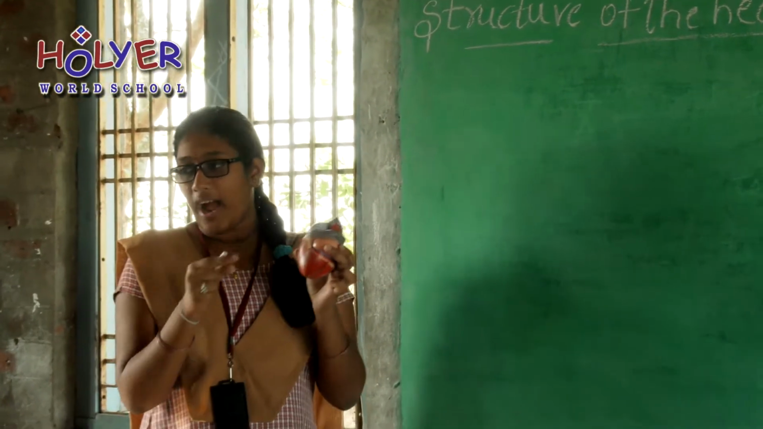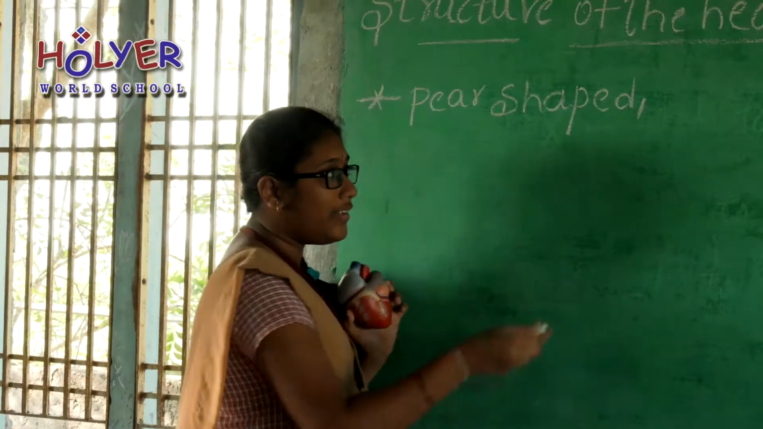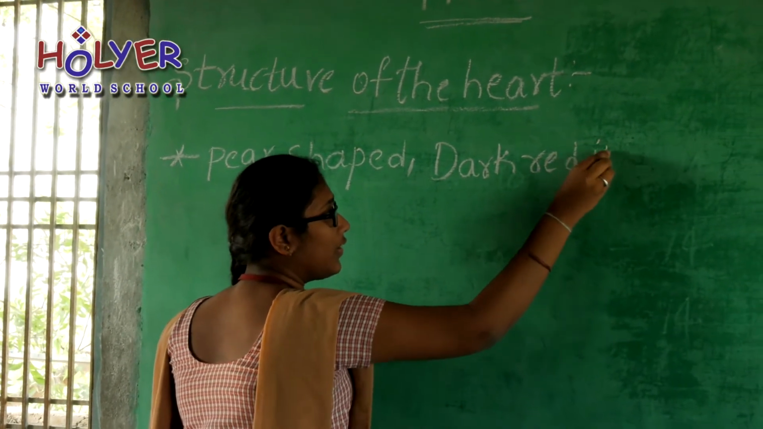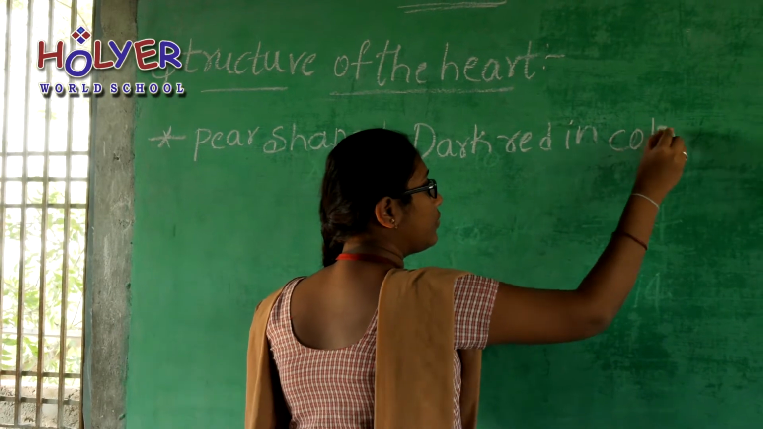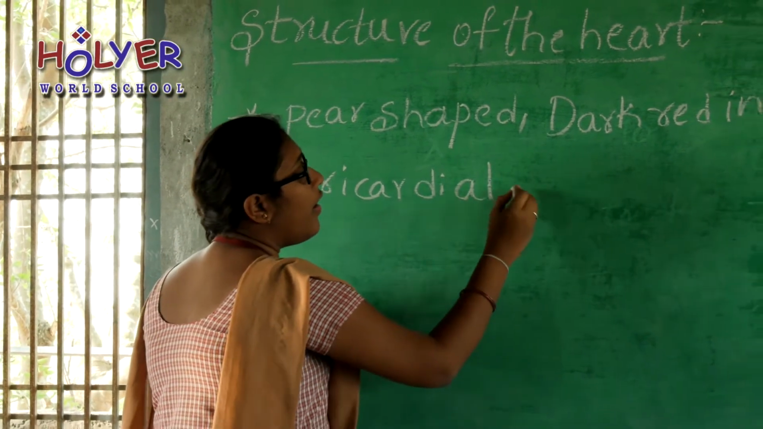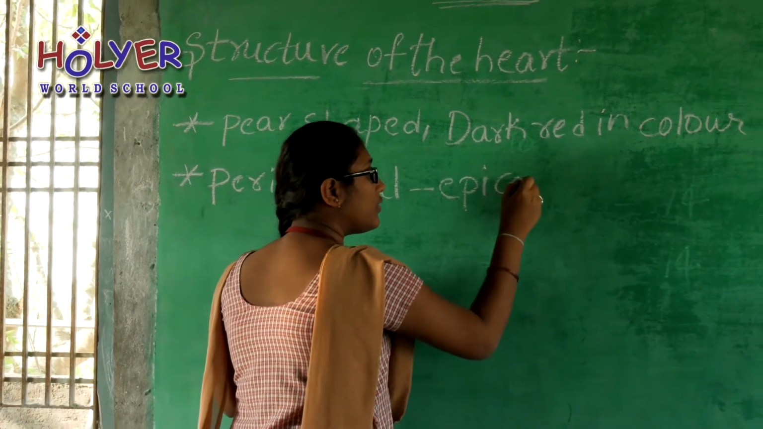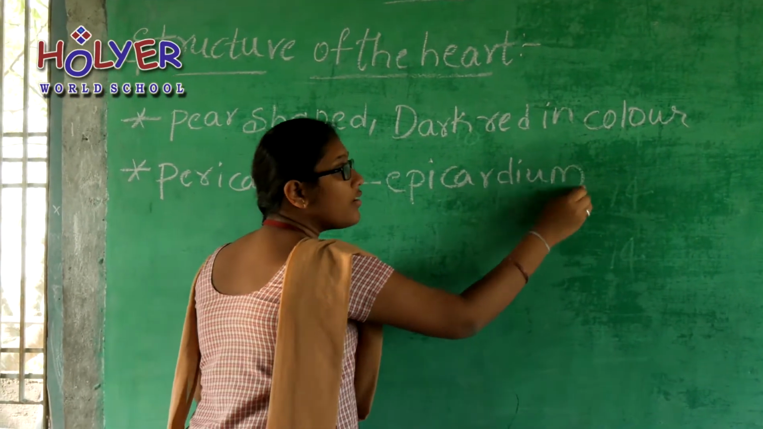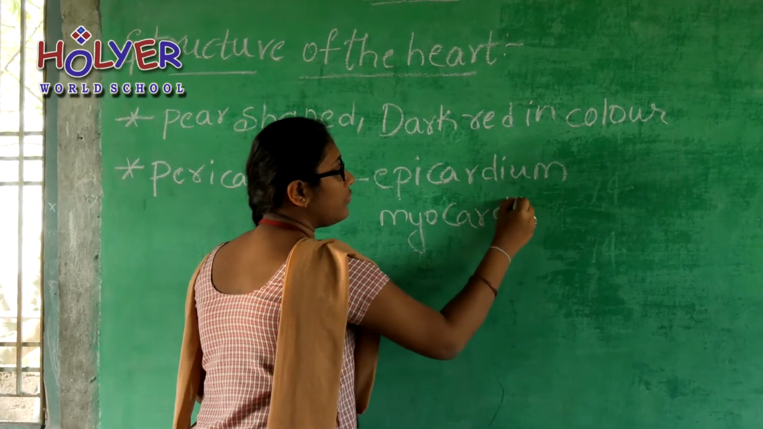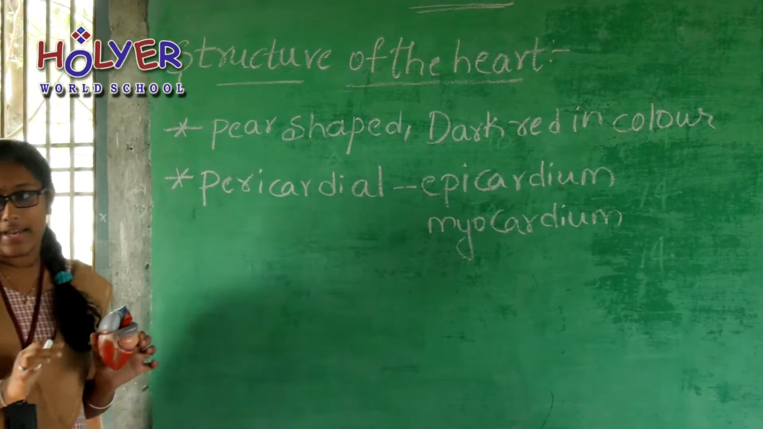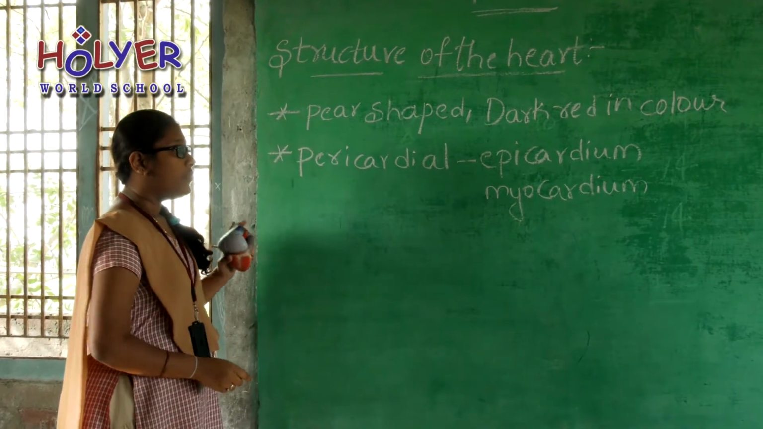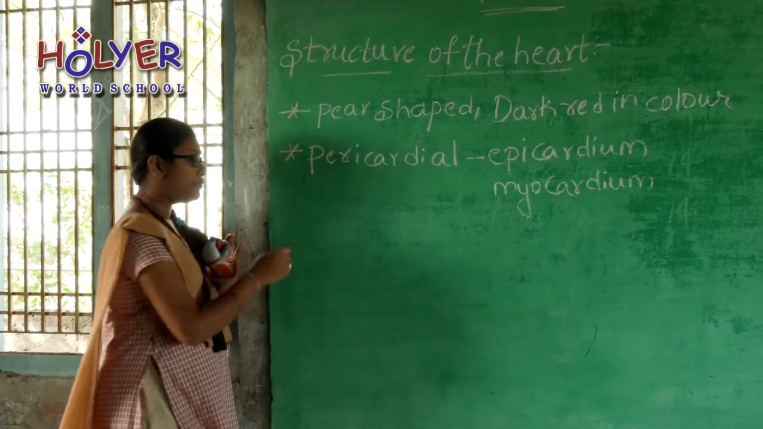The heart is a structure with a triangular outline, and it is dark red in color. It is covered by two pericardial membranes. Between these two layers, there exists a fluid called pericardial fluid, which prevents shocks and jerks.